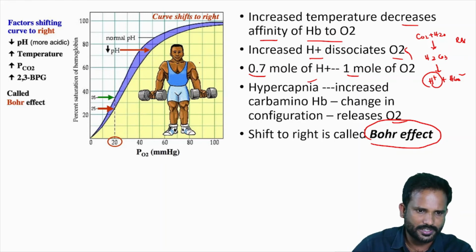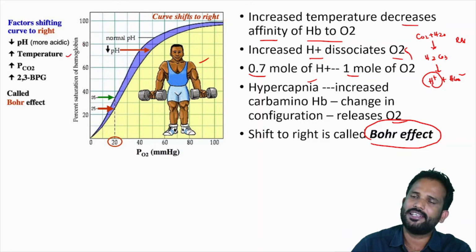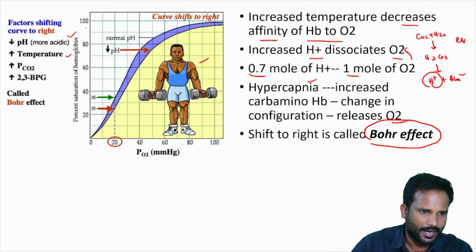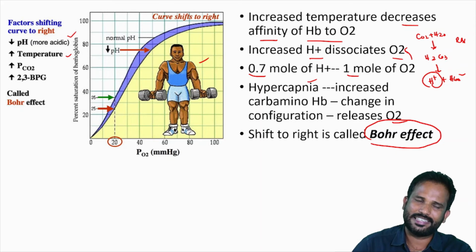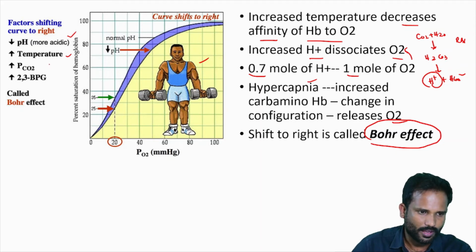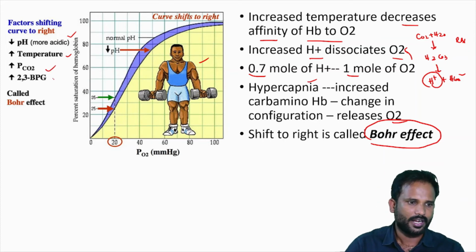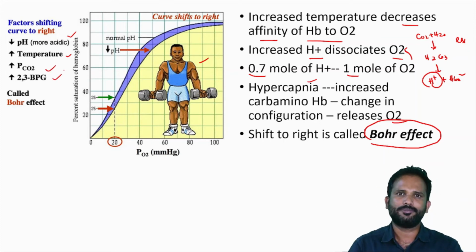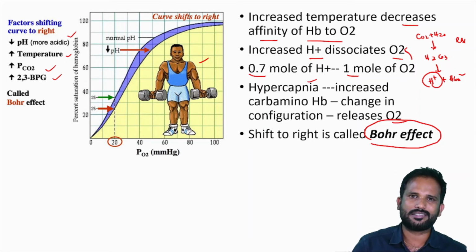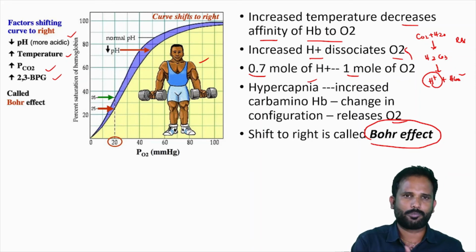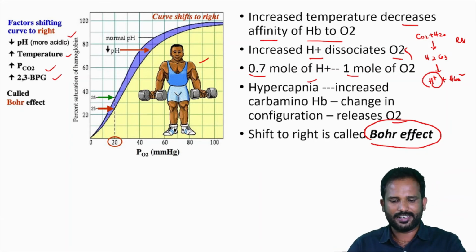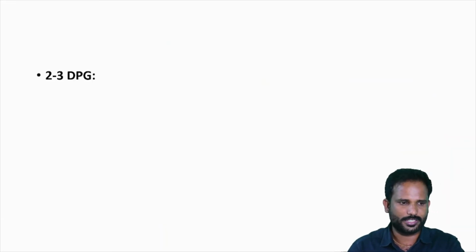So if a person is metabolically active, like during exercise, the temperature at the tissue increases and metabolites cause decreased pH. As the tissues are metabolizing, more carbon dioxide is released, and as there is hypoxia, the RBC also undergoes anaerobic glycolysis, which causes the byproduct 2,3-DPG. This 2,3-DPG also causes the release of oxygen. We'll talk about this 2,3-DPG.